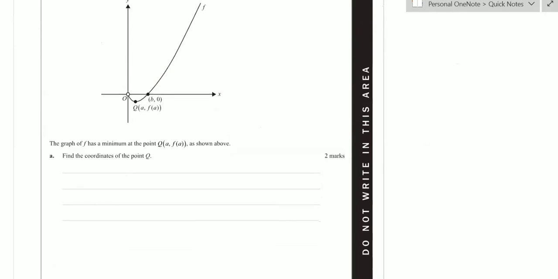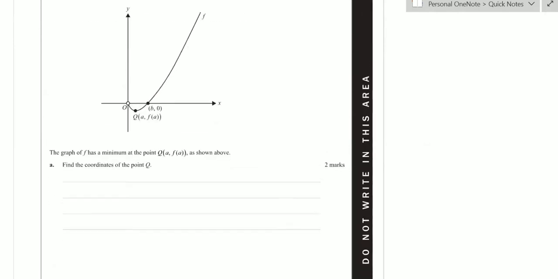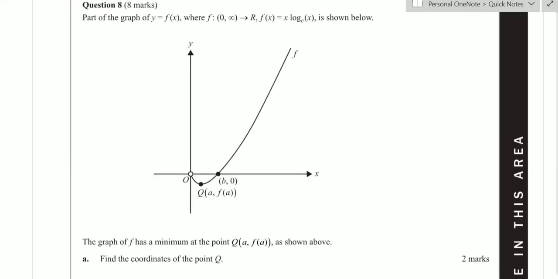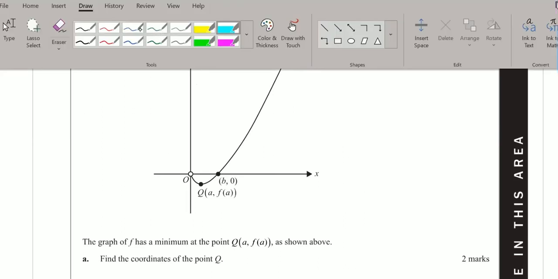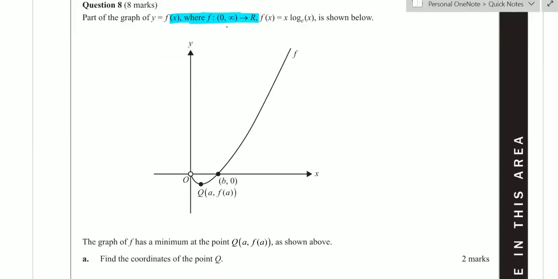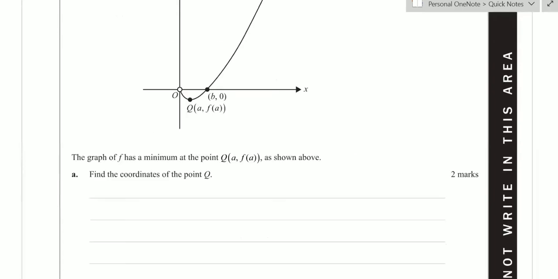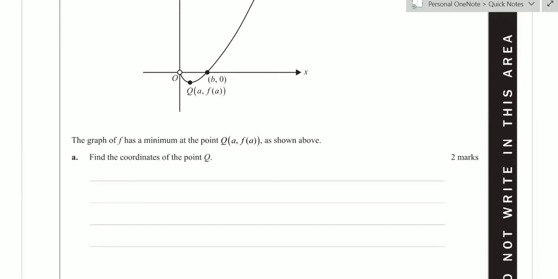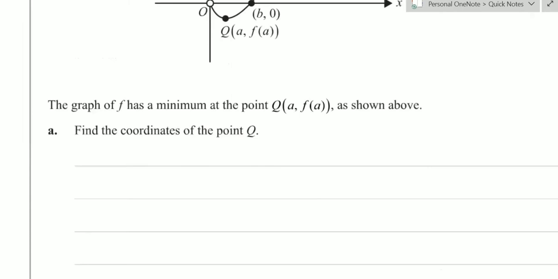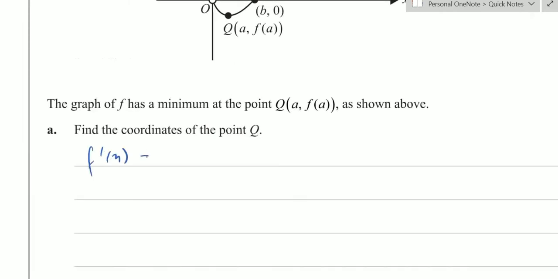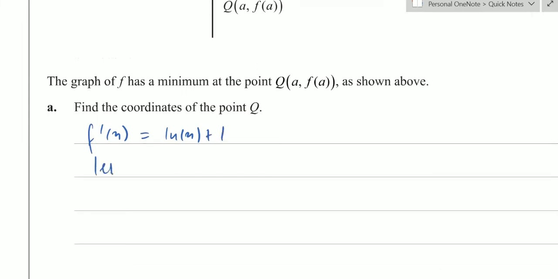So for this question, we have the x ln x graph, and they give you some conditions. So we know that the graph is not defined from 0 to negative infinity, and that makes sense because we have a log function. So find the coordinates of point Q, and Q is the minimum. So the minimum we know occurs at f dash x is 0, so f dash x, if we use our product rule, is this one. And then we have to let this equal 0.